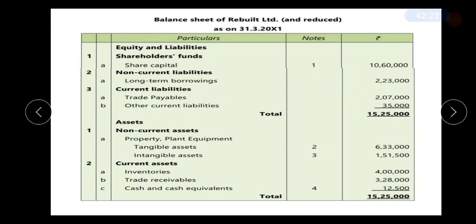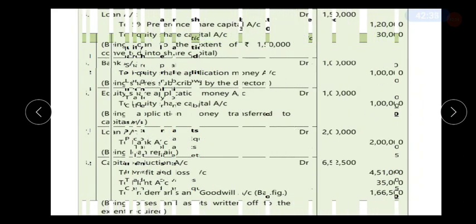Well, next we go to current liabilities, the third one. In this current liability we have trade payables and other current liabilities. So a note is not required for it. We directly take it from the balance sheet.